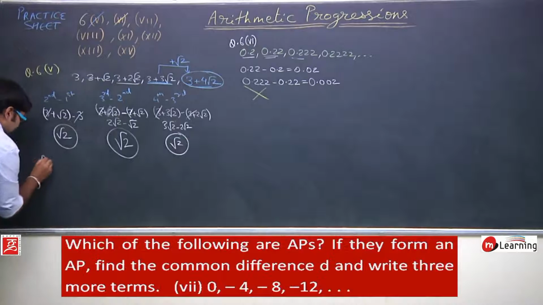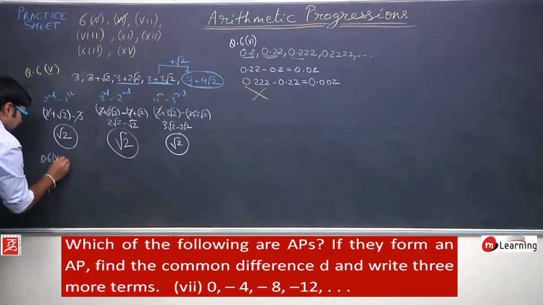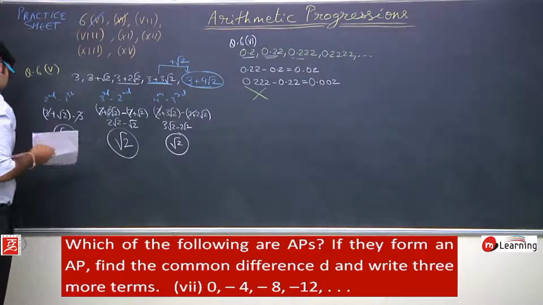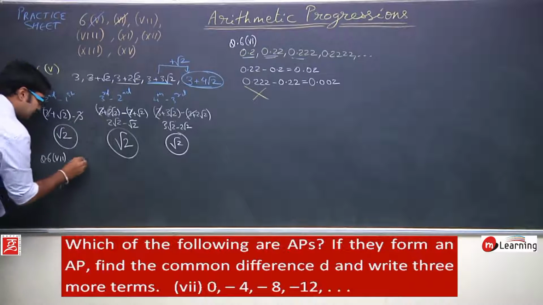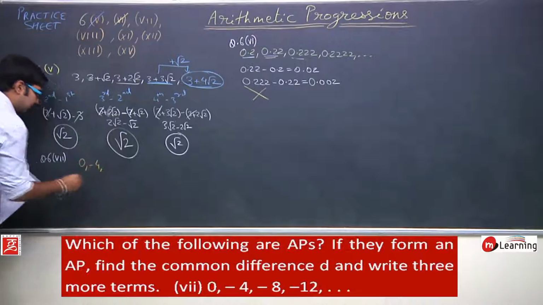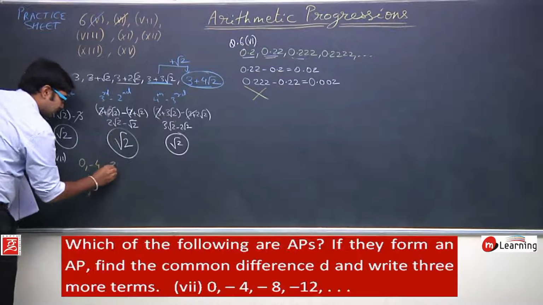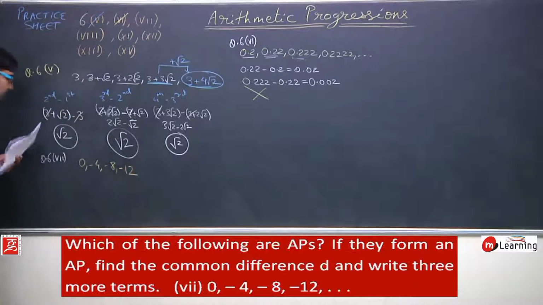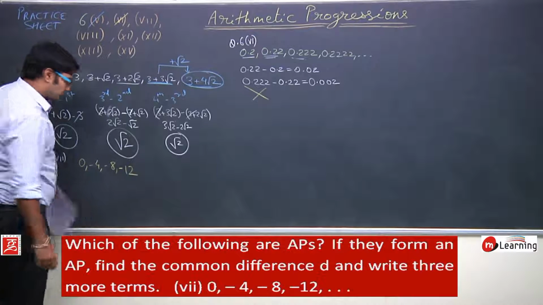So question number 6, 7th part, the sequence given is 0, -4, -8, -12. Now let us check whether this is an arithmetic progression or not.